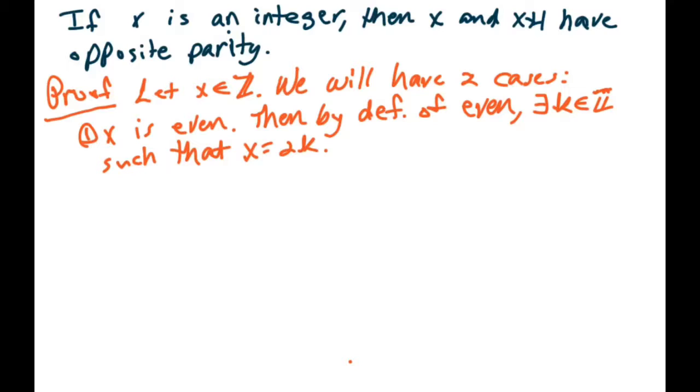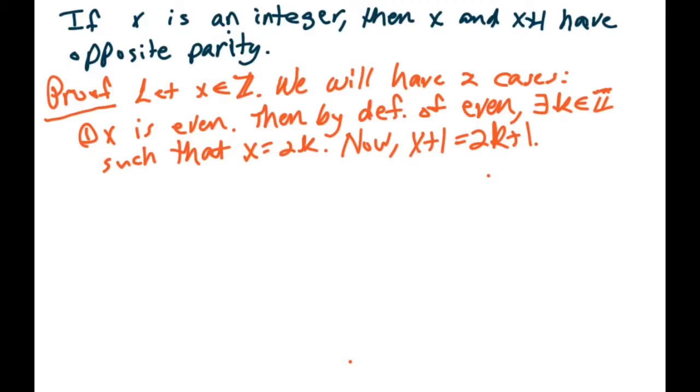So then if we want to consider x plus 1, that would just be 2k plus 1. All right, now by the definition of even, we know that x was equal to 2k, and then if you just add 1 to that, you get 2k plus 1, and this is just very natural because 2k plus 1 is an odd number, and that's actually the exact definition.